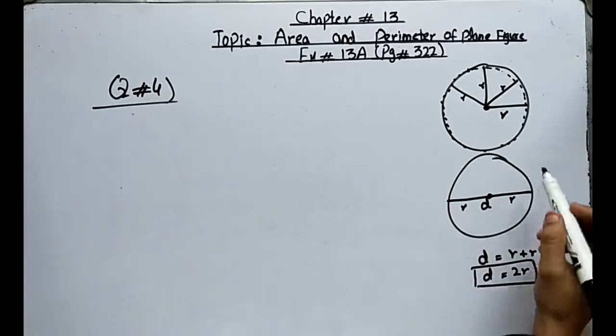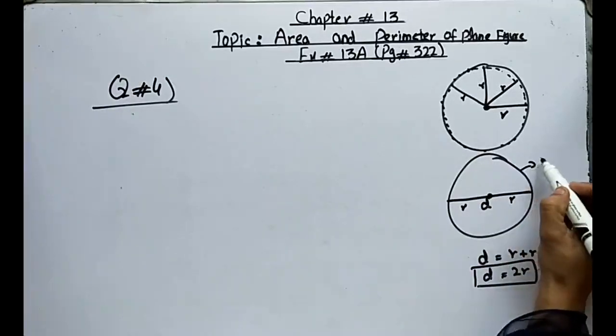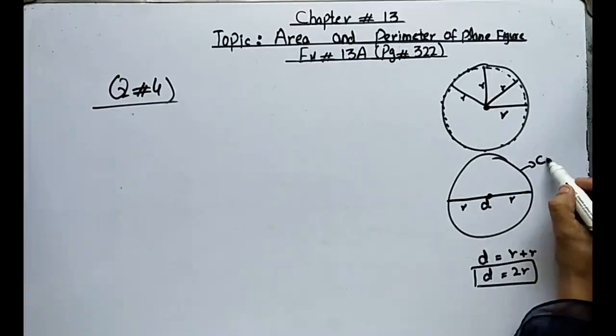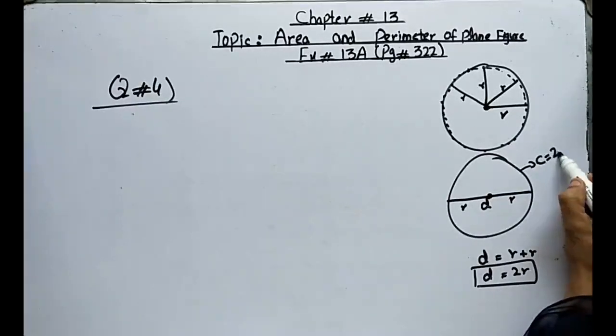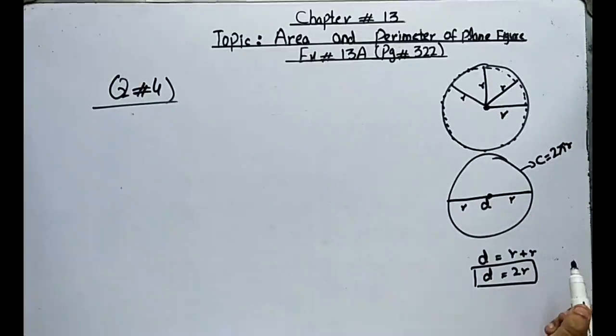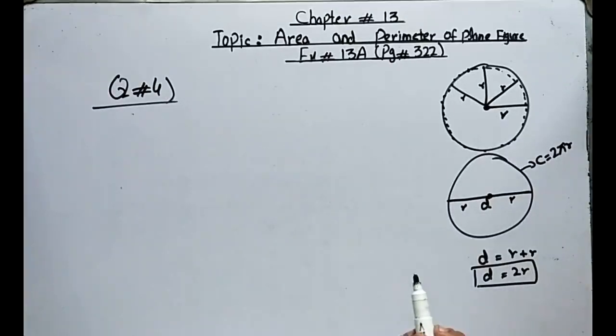Okay, and circumference means the outer boundary of the circle is called the circumference, and circumference is represented by C. And the formula of circumference is 2 pi r for a complete circle. 2 pi r. The value of pi is fixed 22/7 and it may be 3.14. Fine? Okay.